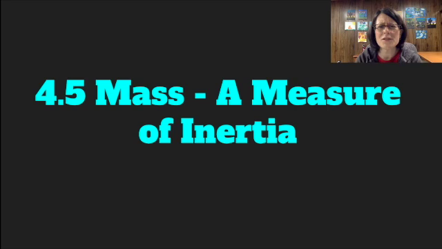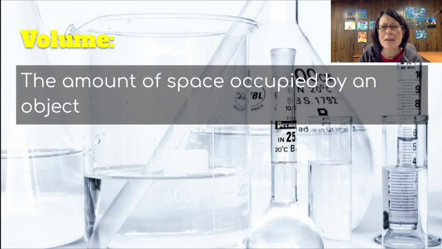In section 4.5 of your book, it talks about mass, a measure of inertia. The first term I want to talk about is volume. This is the amount of space occupied by an object. Units for volume that you will commonly see used are milliliters, liters, cubic centimeters, and cubic meters in the metric system.